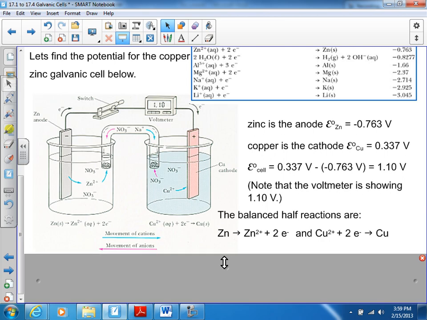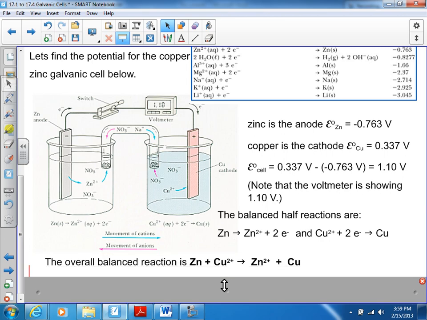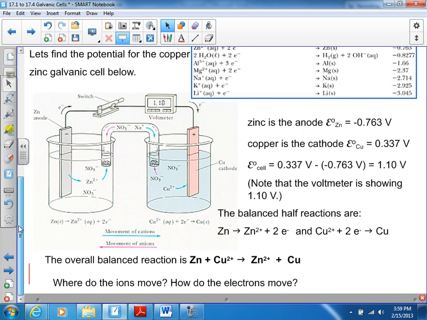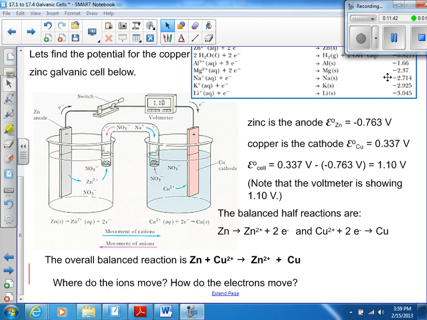Those are our balanced half reactions. And the overall balanced reaction, the electrons are equal, so I didn't have to multiply the half reactions by anything in order to balance the overall reaction. And now, here's an interesting question. Where do the ions move and how do the electrons move?